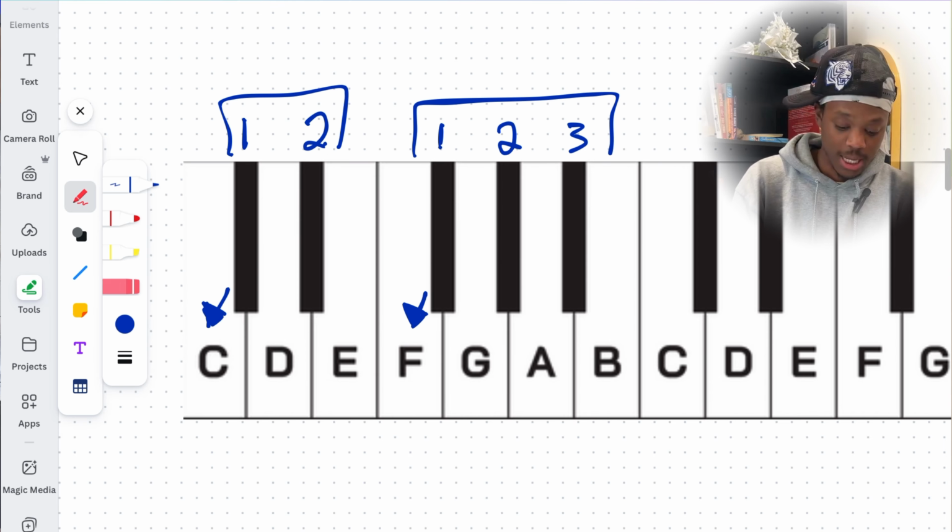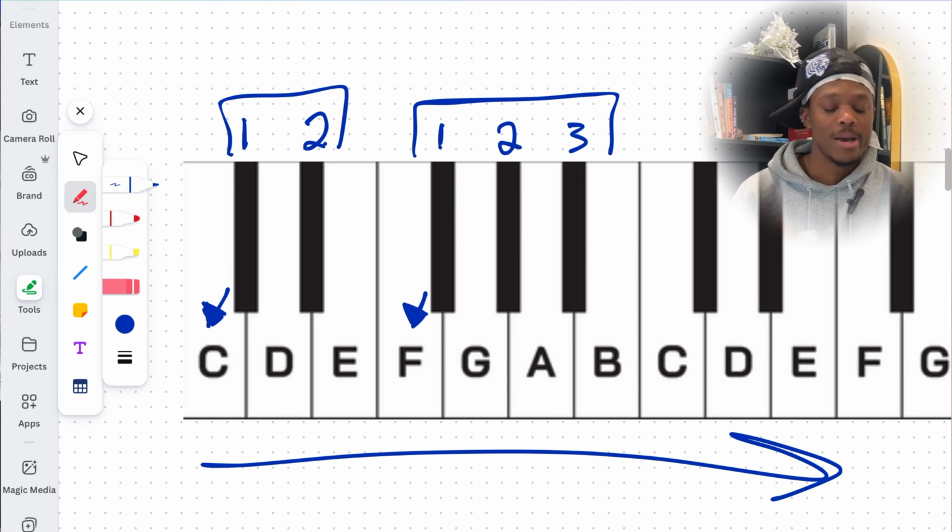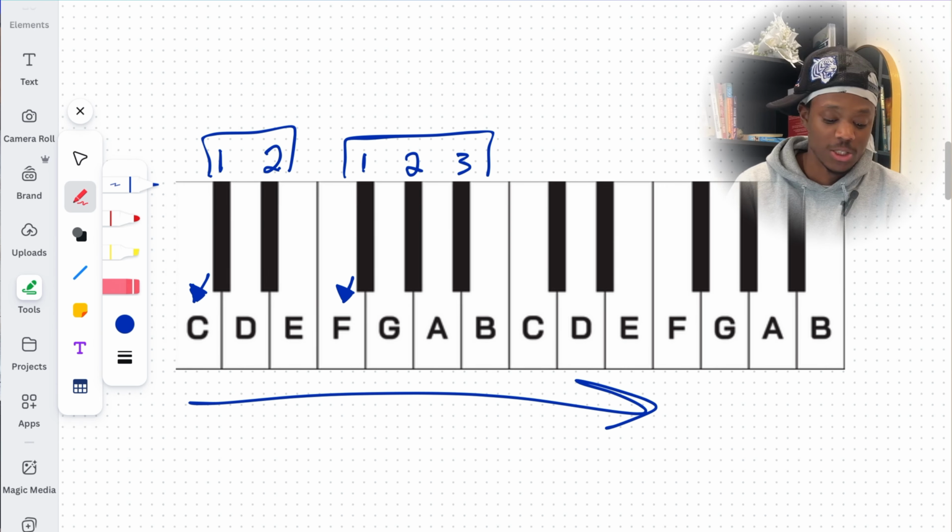And if you just look at the letters going from left to right, those are your letters in alphabetical order. After G, it repeats back to A over and over again. So A, B, C, D, E, F, G, A, B, C, D, E, F, G, so on and so forth.